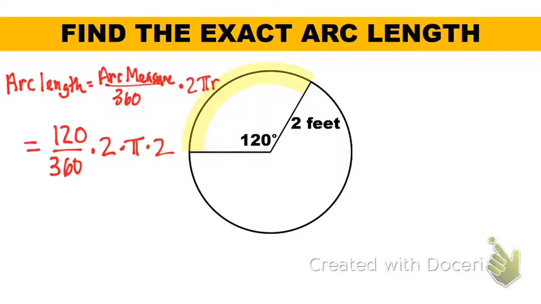And again, type that into your calculator. It's probably easiest to use the fraction button for the first part, and then just times 2 times pi times 2. And when you work that out, what you should see on your calculator screen is 4 over 3 pi. And so on this problem, they're asking us for the exact answer. So we do not want to go in and change that to a decimal and round it off. So what we just found out is if we had to travel from here to here along the edge of the circle, that distance would be 4 over 3 pi feet.